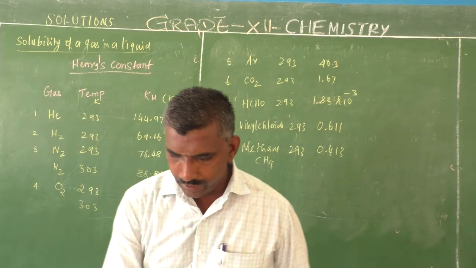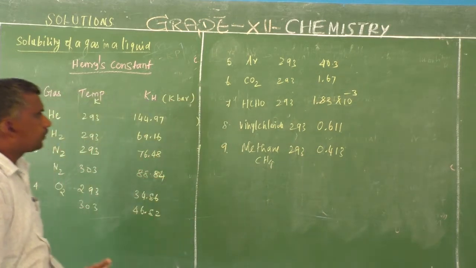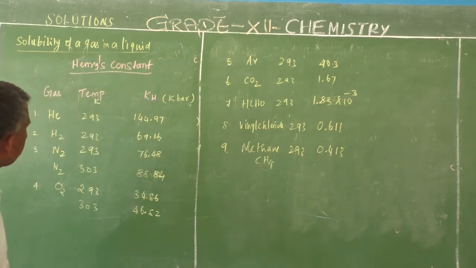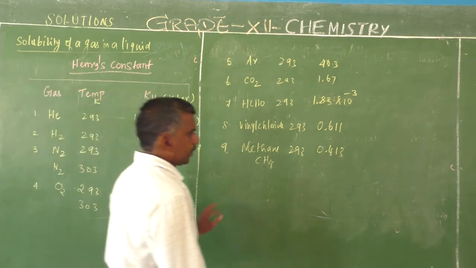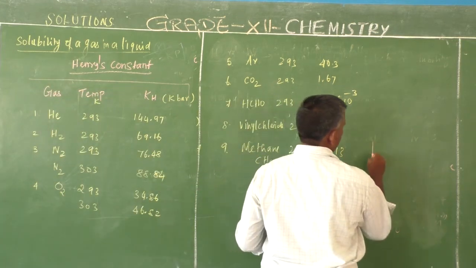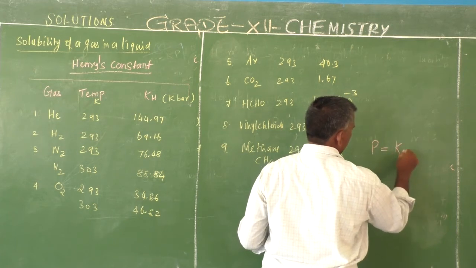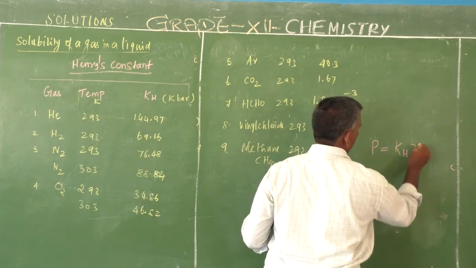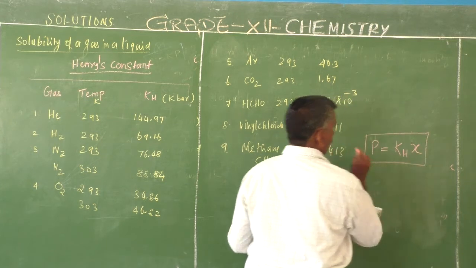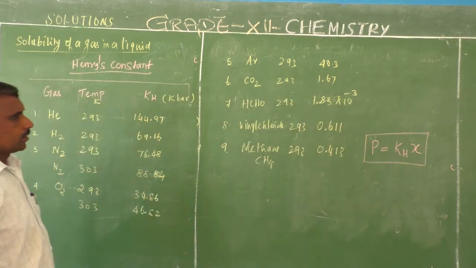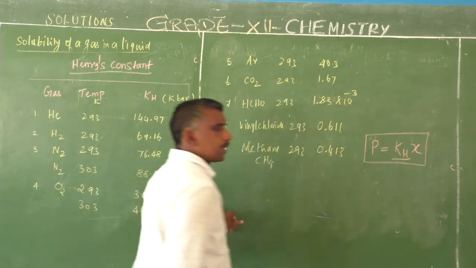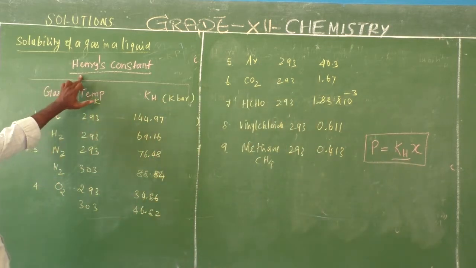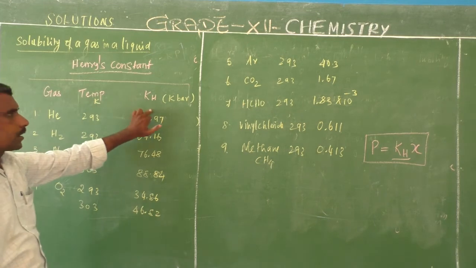Okay, now you see this very important topic. This is a Henry constant. What is the formula for Henry law? Partial pressure is equal to Henry constant and what? Mole fraction of the gas. Now wait, this is a Henry constant. Henry constant is related to solubility.